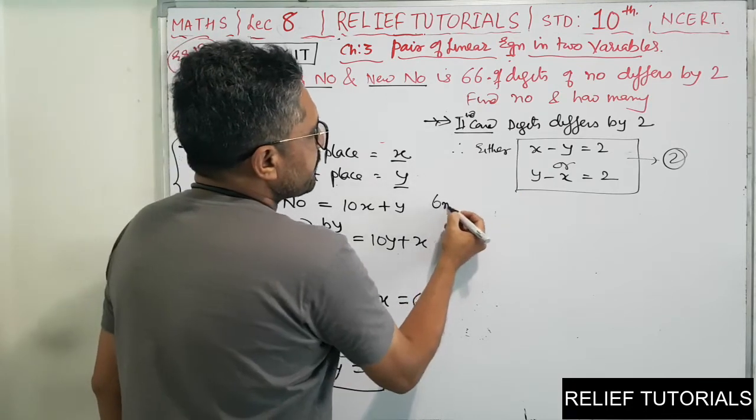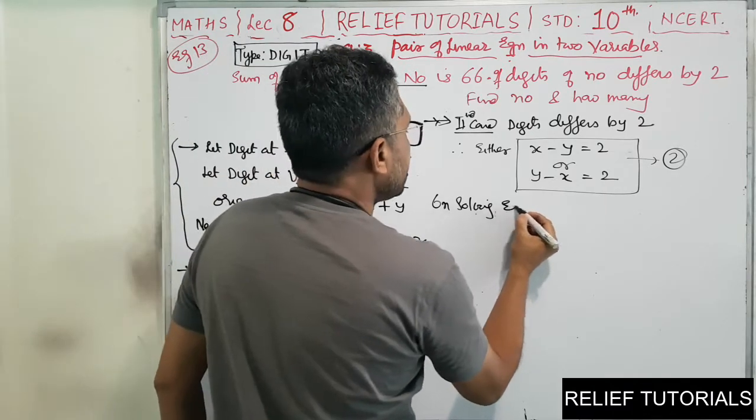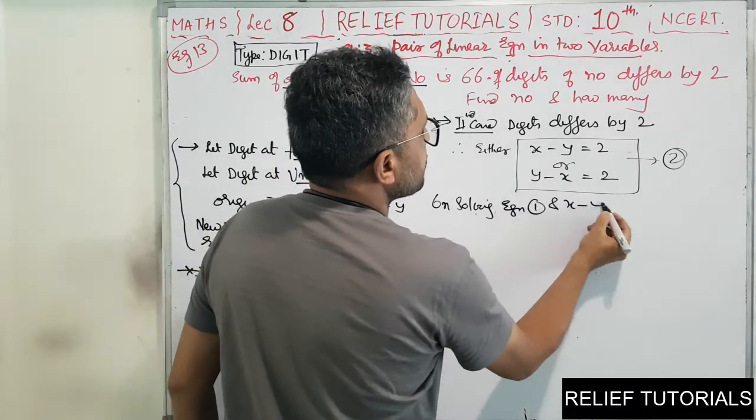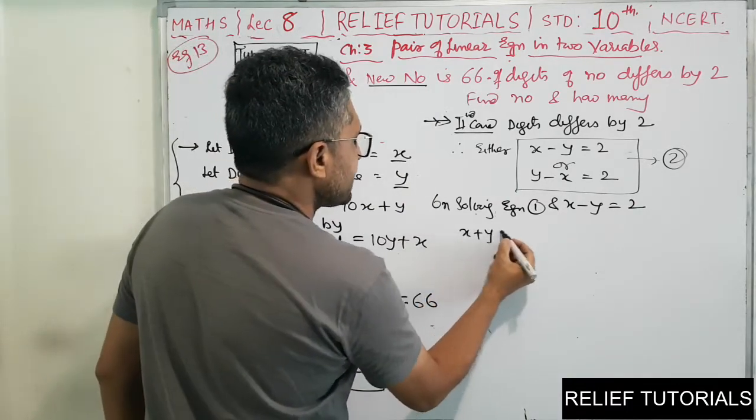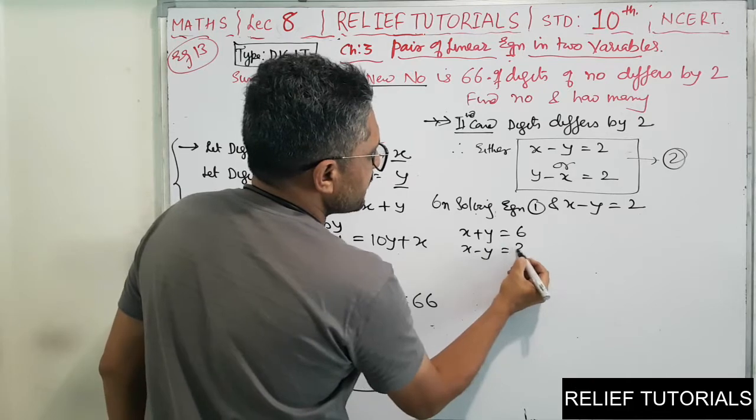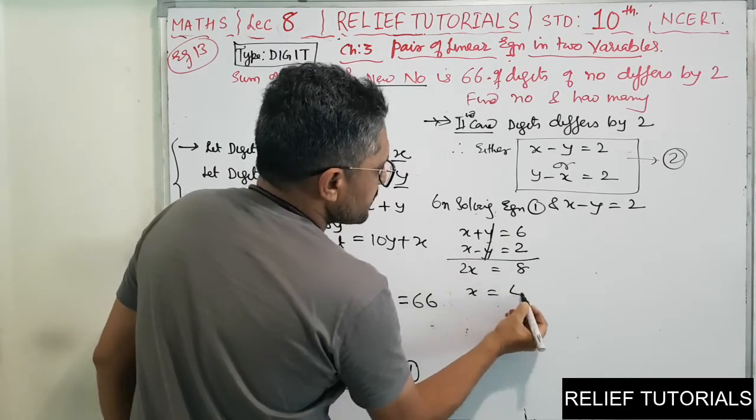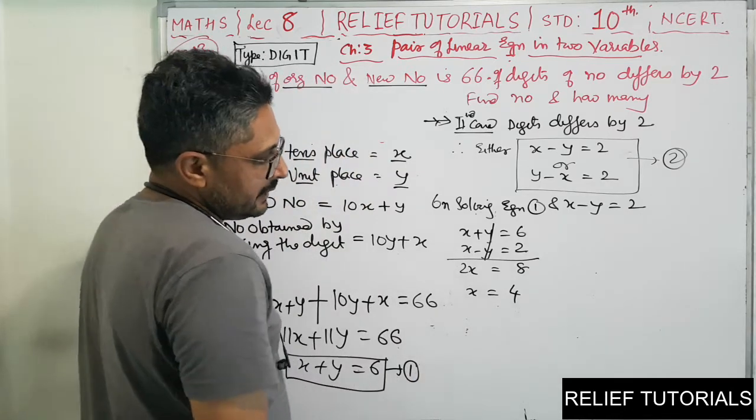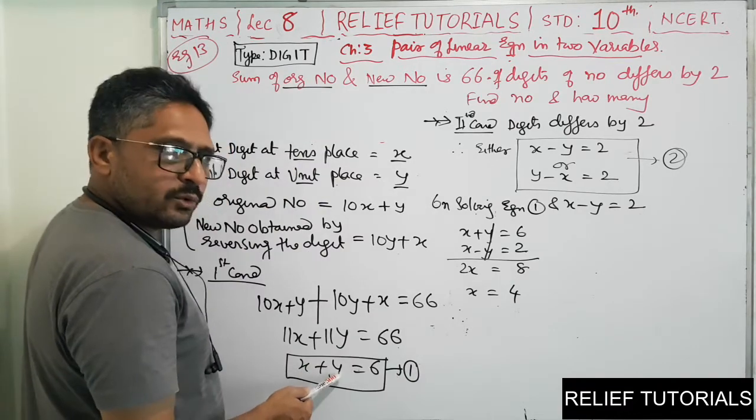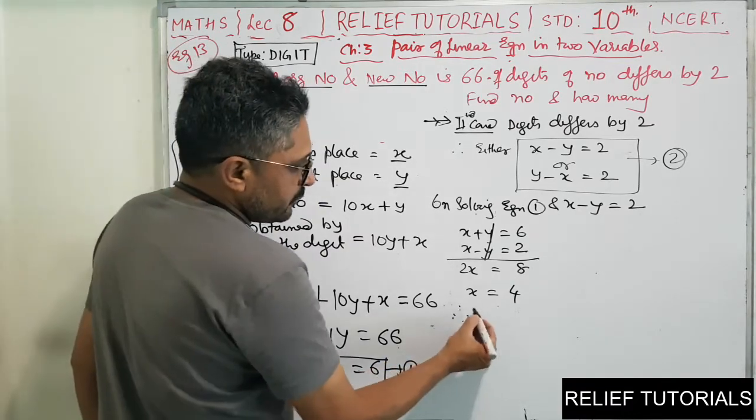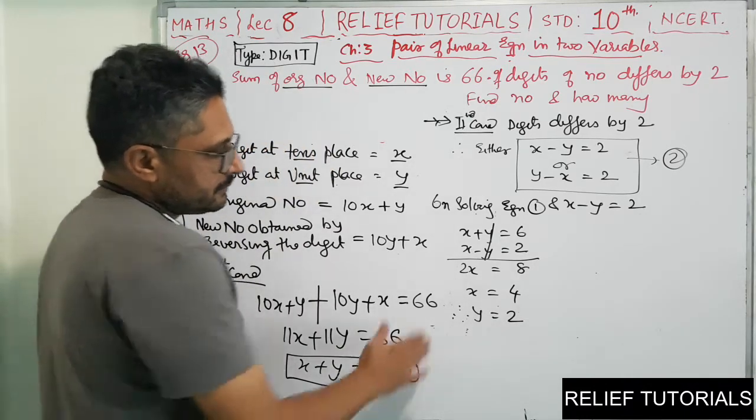So now I am solving equation 1 and x minus y is equal to 2. So what you will get, x plus y is equal to 6 and x minus y is equal to 2. So this will cancel. 2x is equal to 8. So x is equal to 4. Clear? So therefore, if x is equal to 4, so y is 2. 4 plus 2, 6. So therefore, y is equal to 2. Clear? So this we got.